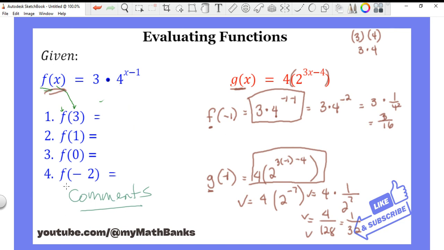Okay, so this is all for evaluating functions. And actually, this is a special kind of function. These are exponential functions. Try to answer number 4 in the comments below.